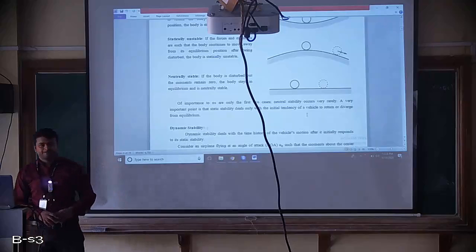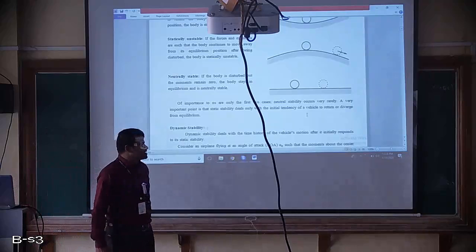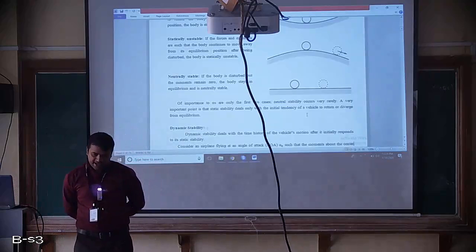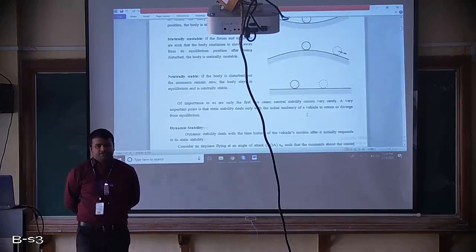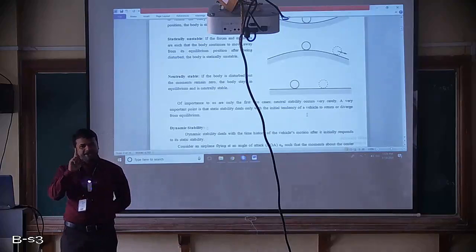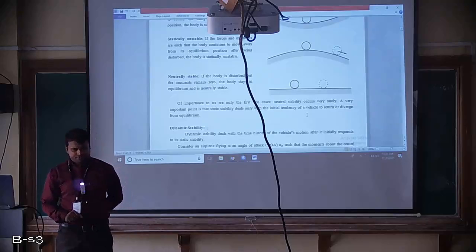So similarly, one more is there, that is called as dynamic stability. So dynamic stability is a little different from your static stability, where static stability is the ability of the aircraft to regain its original position immediately, but dynamic stability is a little different. Here what will happen?